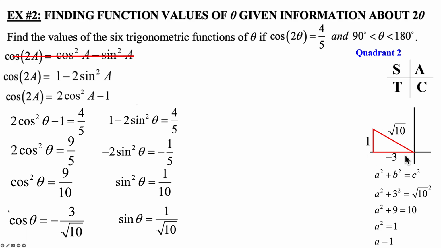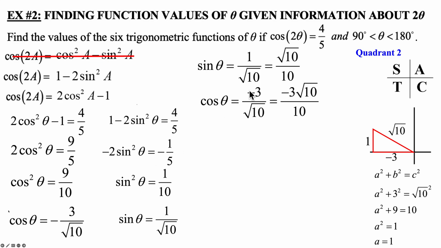Well, now that you have your triangle, we'll start to build everything. So our sine theta, we said, was 1 over the square root of 10. Rationalize the denominator, square root of 10 over 10. Our cosine of theta was -3 over the square root of 10. Again, rationalize the denominator, -3 square root of 10 over 10. Tangent of theta would be 1 over -3, so that would be -1/3. Your cotangent theta, well, we'll just take the reciprocal of that. That would be -3 over 1, or just -3.